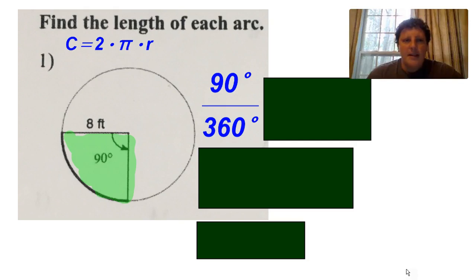I had a student question about finding the length of an arc, so I thought I would record a short video and explain how to do this.